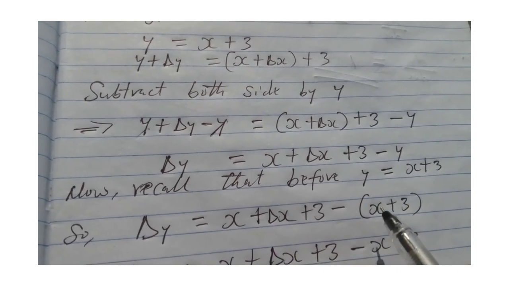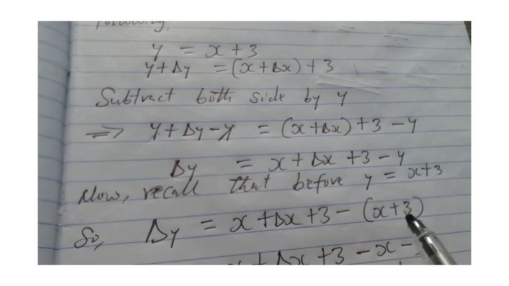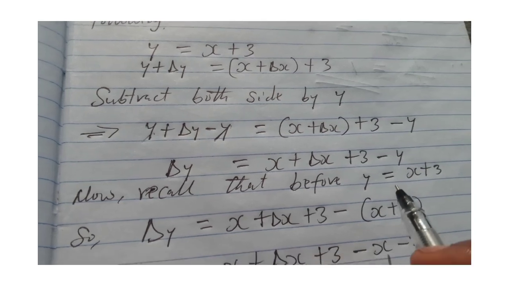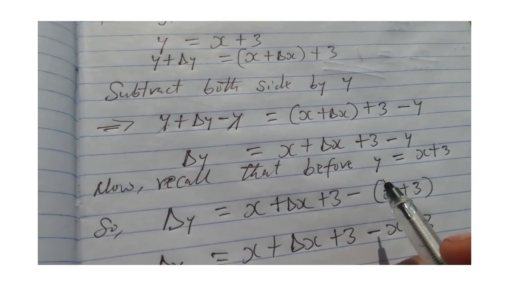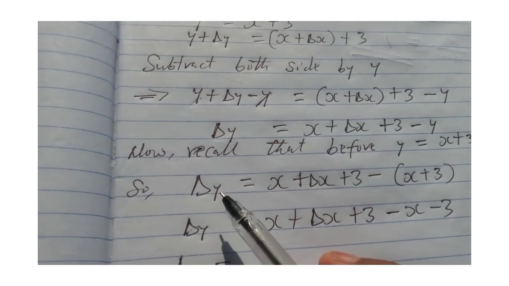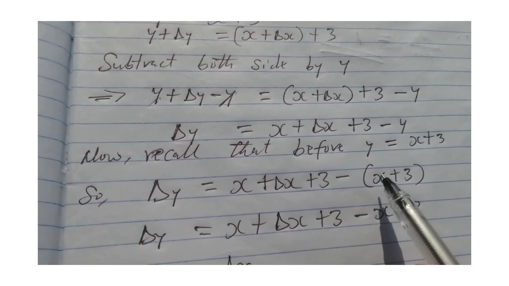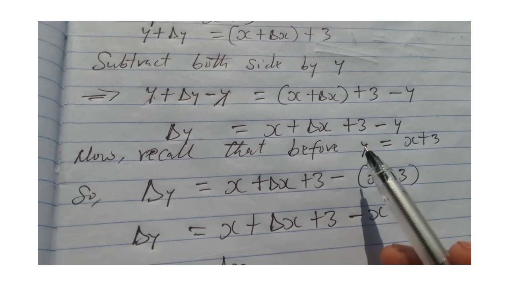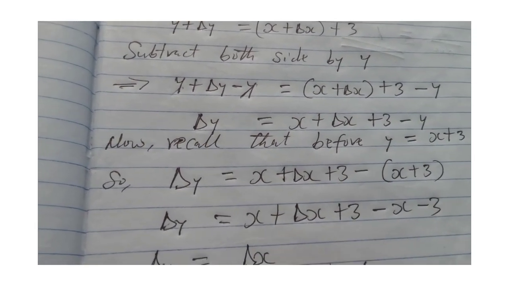If I have here x plus 3, you need to take note of it. You need to put it in brackets, because if you just put x plus 3, you're not going to get the final answer. You need to put it in brackets so that when expanding it, you can get the actual answer. So now our dy equals what? x plus dx plus 3 minus bracket x plus 3, because we replace this x plus 3 in place of our y, because our y was equal to x plus 3 from the given question.